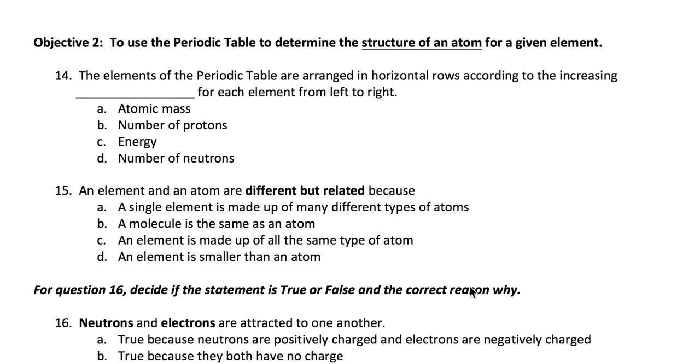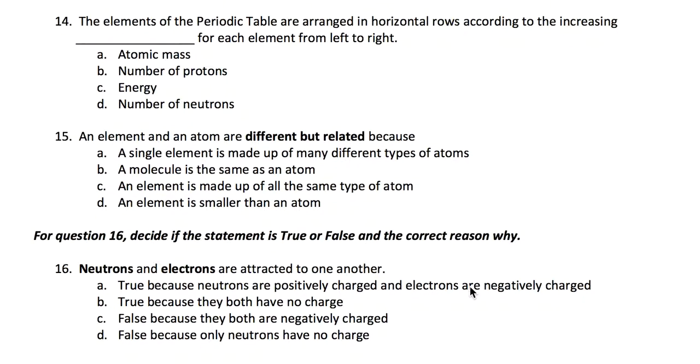Objective 2. To use the periodic table to determine the structure of an atom for a given element. Question 14. The elements of the periodic table are arranged in horizontal rows according to the increasing blank for each element from left to right. A. Atomic mass. B. Number of protons. C. Energy. D. Number of neutrons.